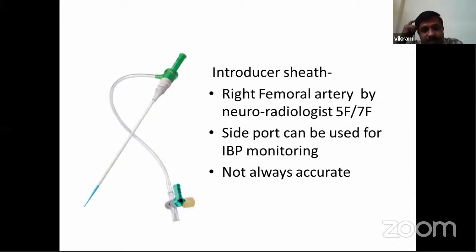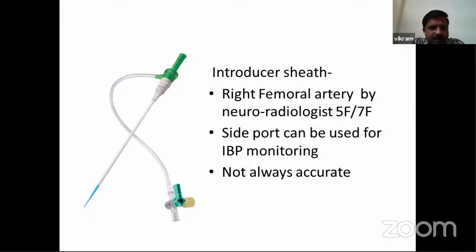inserts this introducer sheath into the right femoral artery, generally uses a 5 French or a 7 French, depending on whether it's a diagnostic or a therapeutic procedure. And as you can see here in the picture, it has a side port and it has a stopcock in the end. Even this can be used for monitoring arterial pressures.